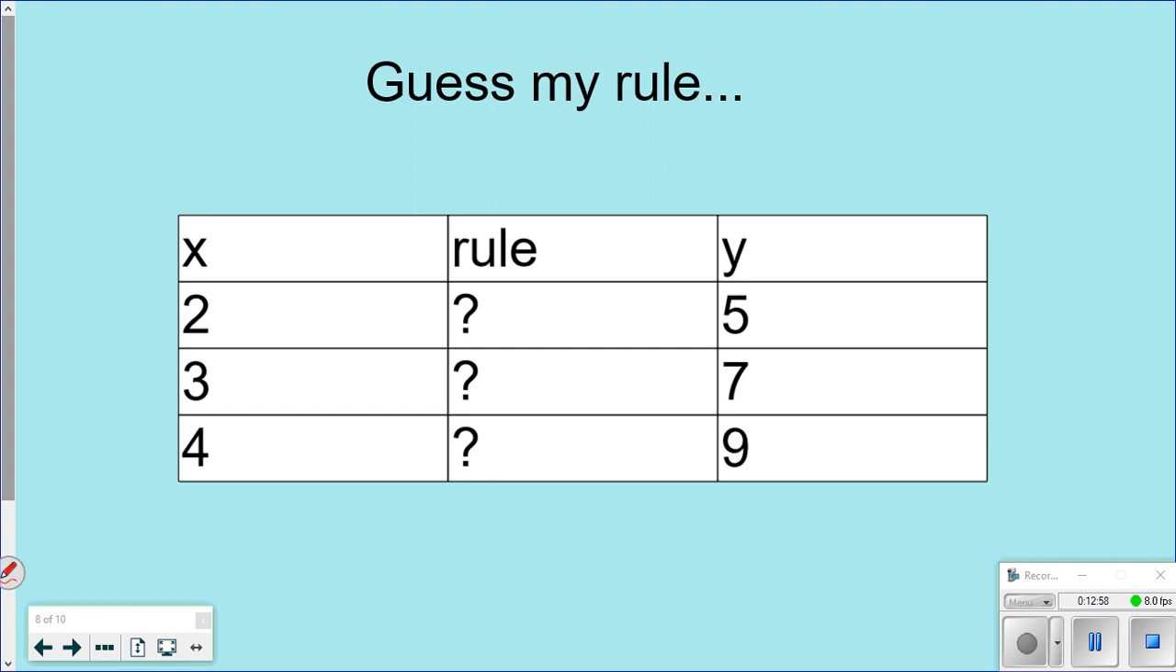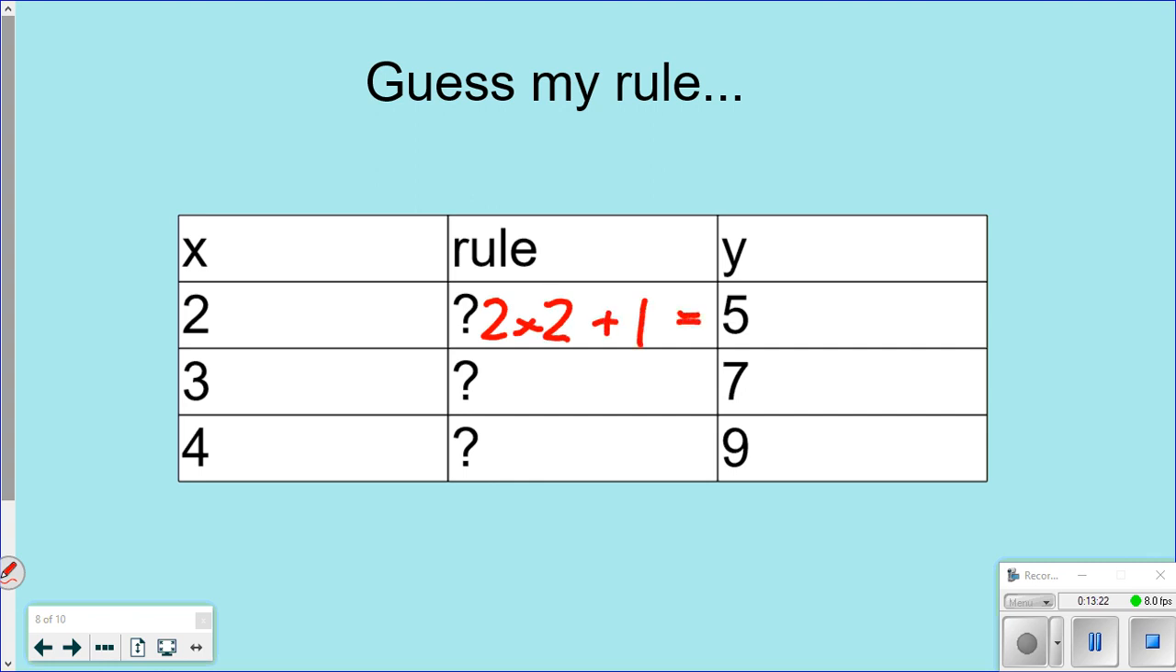And I can't take 2 times anything to give me 5. I can't take 3 times anything to give me 7. And same with 4. Well, here's the thing. You can have rules that have 2 steps to them. So like for this one, if you look at it, I know 2 times 2 is 4, but then what do I have to do to get to 5? I have to add 1. So let's try 2 times 2 plus 1.